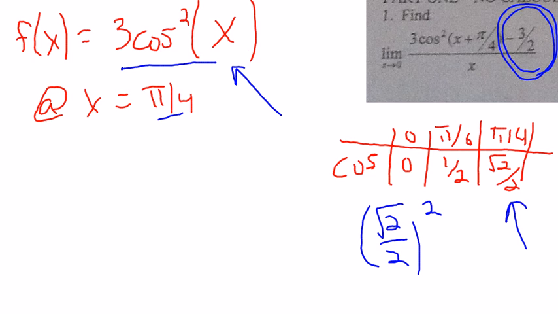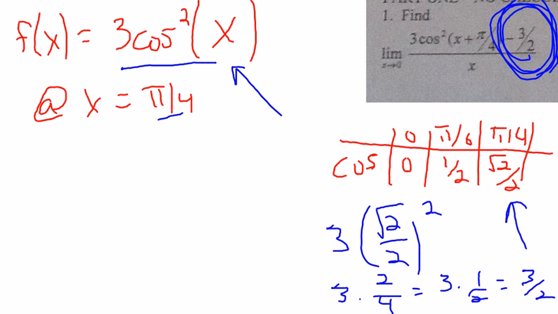So I square it, and I need to multiply it by 3. This root 2 over 2 I know is 1 over root 2, which when I square it, I get 3 times 2 over 4, which is 3 times 1 over 2, which is 3 over 2, which is this. So therefore, boom, I know that this is the definition of the derivative of that function up top, f of x at pi over 4.